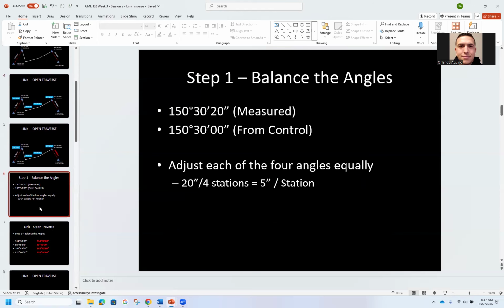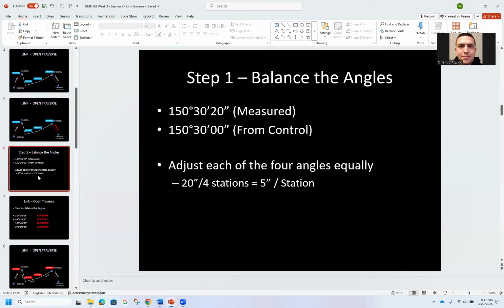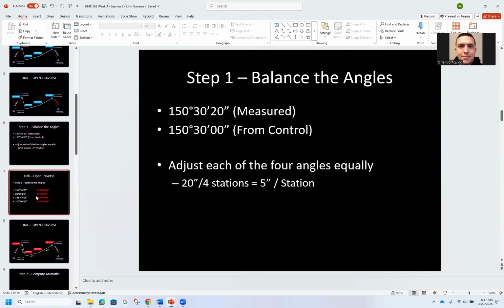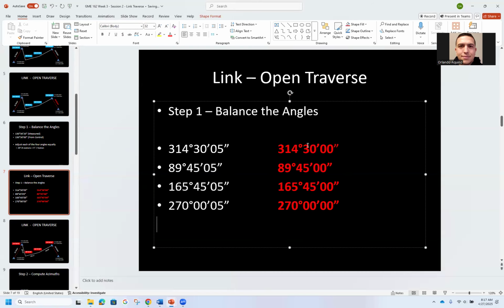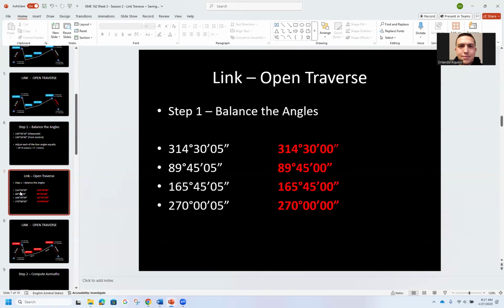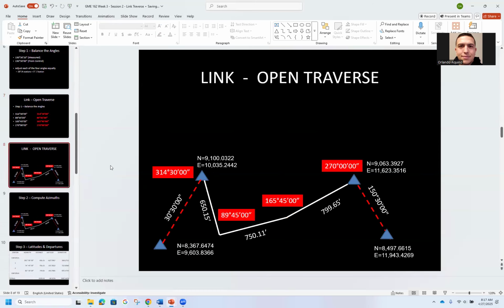Because we are 20 seconds high rather than 20 seconds low, we have to subtract our 5 seconds from each of our interior angles. So each one of those gets subtracted by 5, and these would be our new interior angles. It looks something like this. So we would have our data, but now with the balanced angles, and then we would match the starting and ending azimuths.